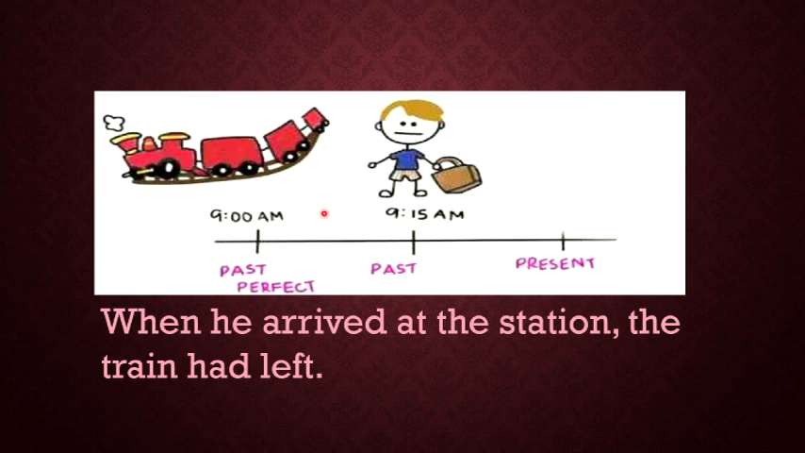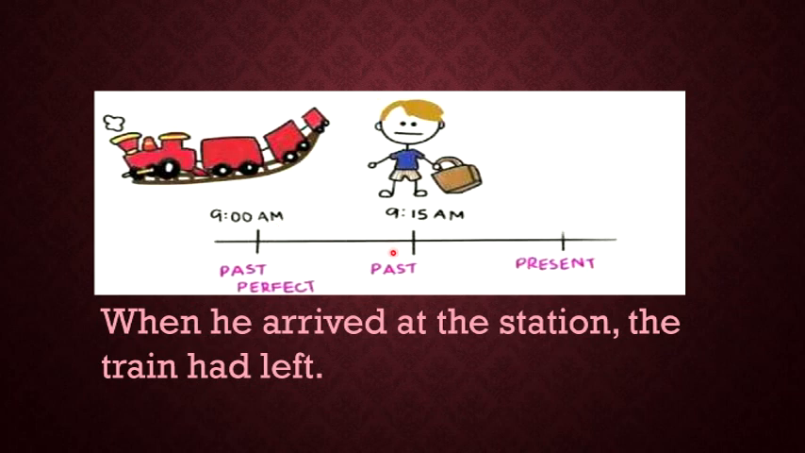So which action is happening first? The boy is reaching the station or the train is leaving first? Yes, you're right. The train left first at 9 a.m. and the boy reached later on. So the action that happened first, the train left, this action will come in past perfect.